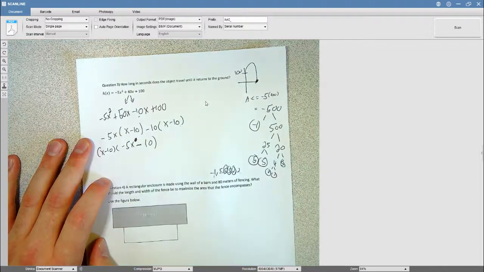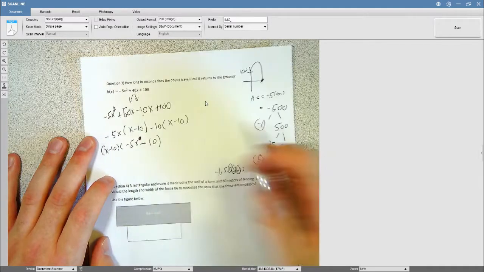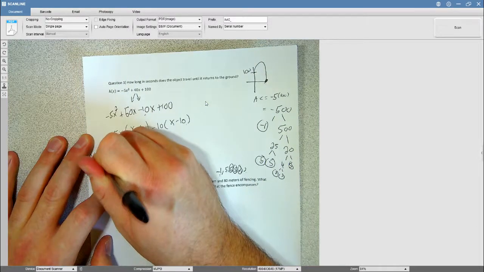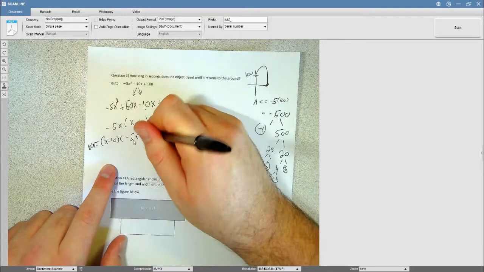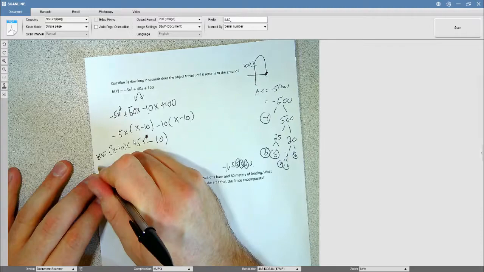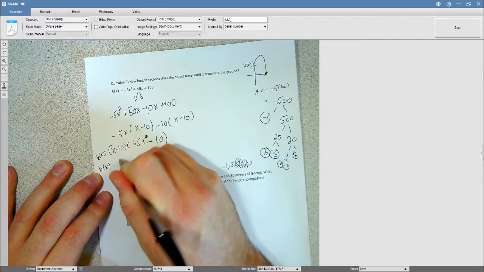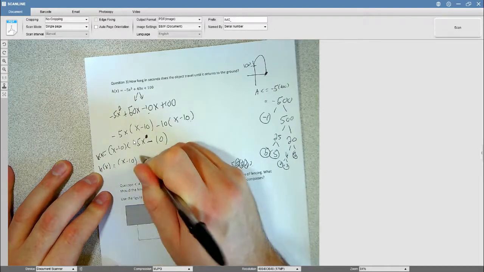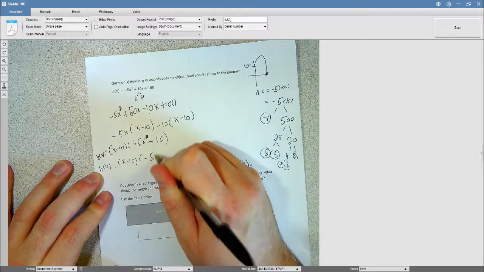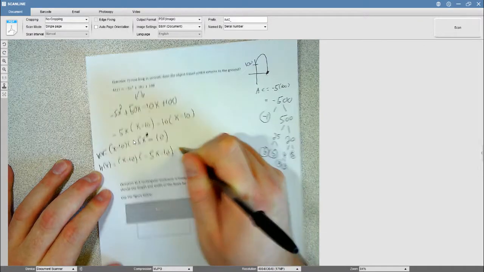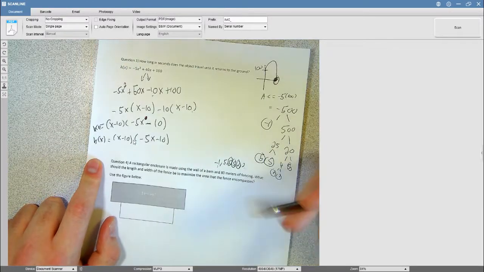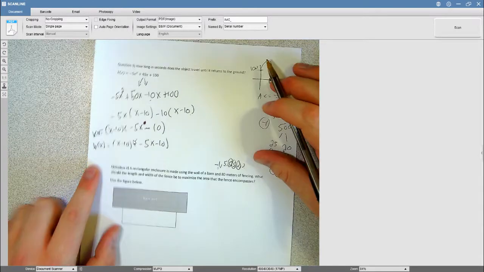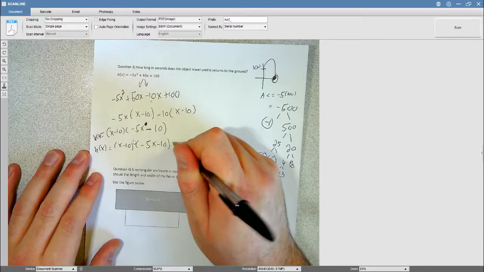Now, when we find the x-intercept, so this is also what h of x is equal to. It's a little messy, I apologize. Let me rewrite that. h of x equals x minus 10 and negative 5x minus 10. Now, what is the height when the object reaches the ground level? Well, that's when the height equals 0.